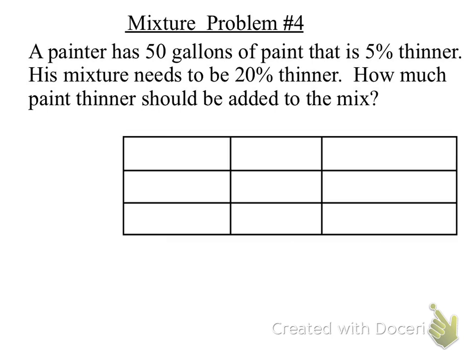Paint. Okay, so now we're taking paint. What do I call the first column? Amount. In what units is the amount? That's in gallons. And the next one is going to be percents equals the product, right? And so we get, what am I comparing? A painter has 50 gallons of paint that is 5% thinner. His mixture needs to be 20% thinner. How much paint thinner should be added to the mix? Paint and thinner. Paint and thinner, good.